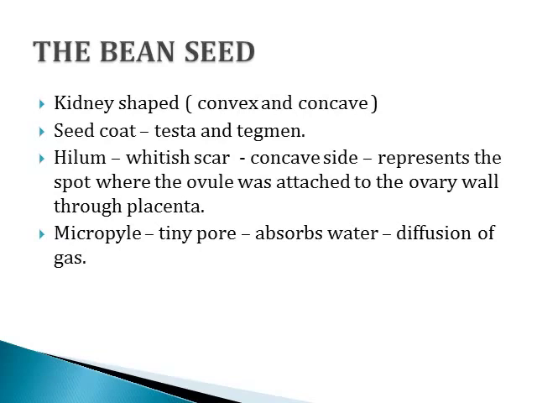Next is the micropyle. It is a tiny pore which is present next to the hilum. It is a small opening in the seed which helps in absorbing water and also in the diffusion of gases for respiration. The micropyle is also useful for the entry of the pollen tube during the fertilization process, through which the sperm nucleus enters the egg cell. So this is the structure of the bean seed.